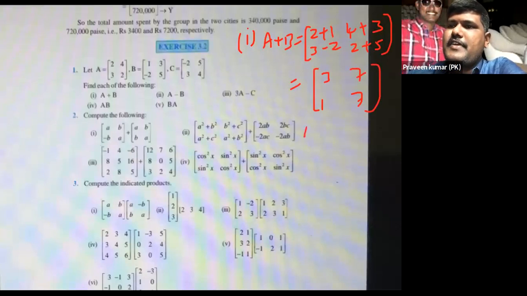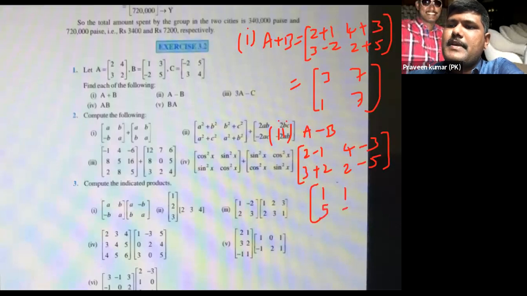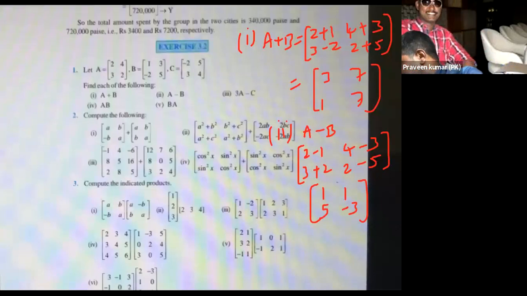Second one, they're asking to find A minus B. 2 minus 1, 4 minus 3, 3 minus (-2), 2 minus 5. What will you get? 1, 1, 5, minus 3. Correct answer. Next one.